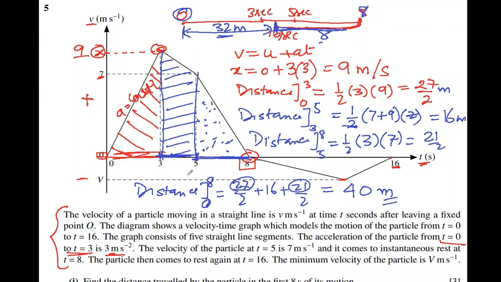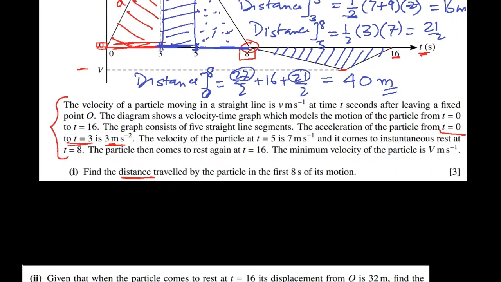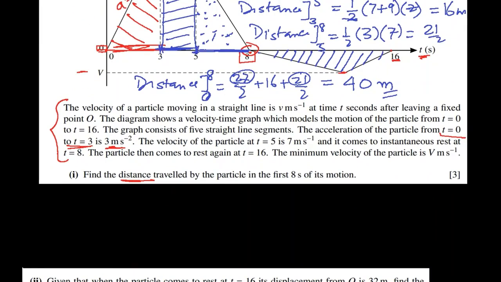And now displacement, the word they have used is displacement. So shortest distance from the starting and the ending is 32 meters. That means the one from 8 to 16 is 8 meters. That means the area of this triangle is 8 meters. And we'll use the area of the triangle again and make it equal to 8. So do we know something here? Let's see. From 8 to 16 we know the base.